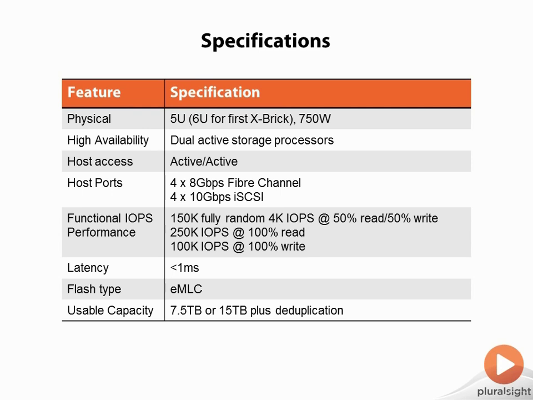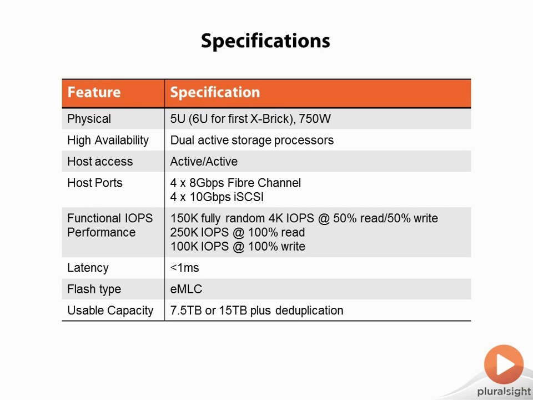It's highly available. We've talked about the dual active storage processors or controllers before. You have 2 of those, and they're always active. Host access: for a cluster, you get a total of 4 8 gig fiber channel ports or 4 10 gig iSCSI ports. If you look on the back of your controllers, you'll see 2 8 gig and 2 10 gig iSCSI, but you'll get a total of 4 and 4 in the cluster.